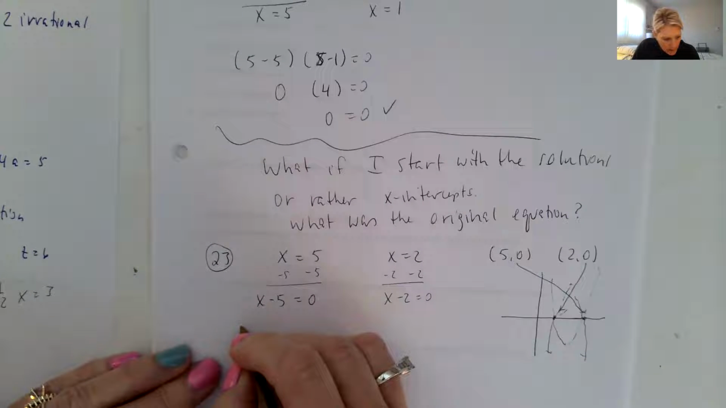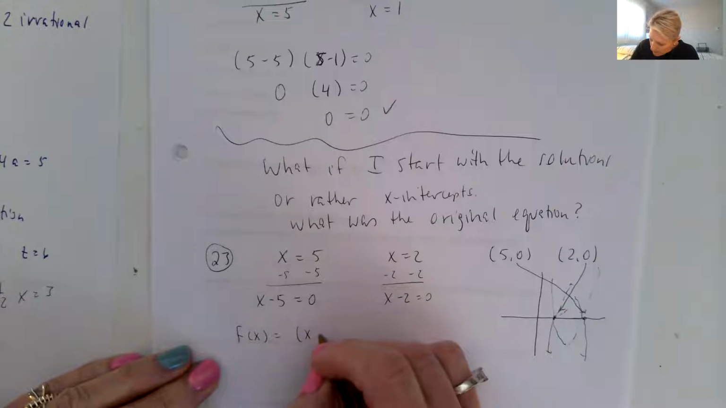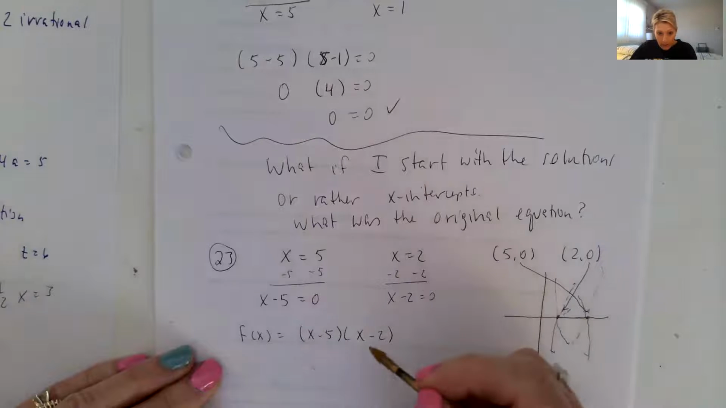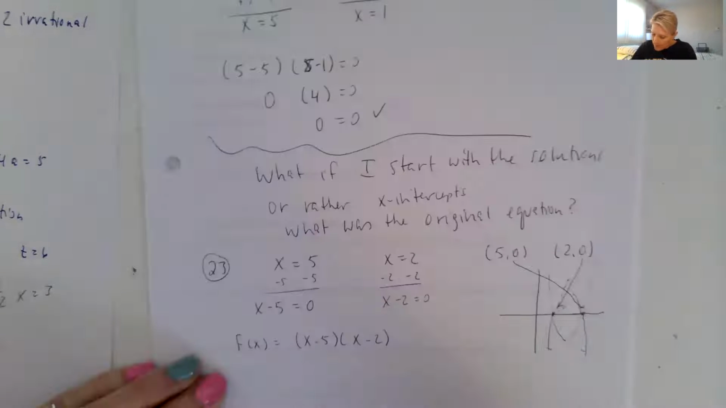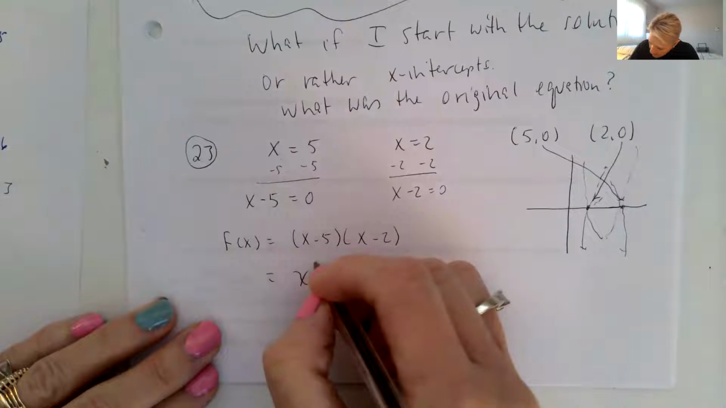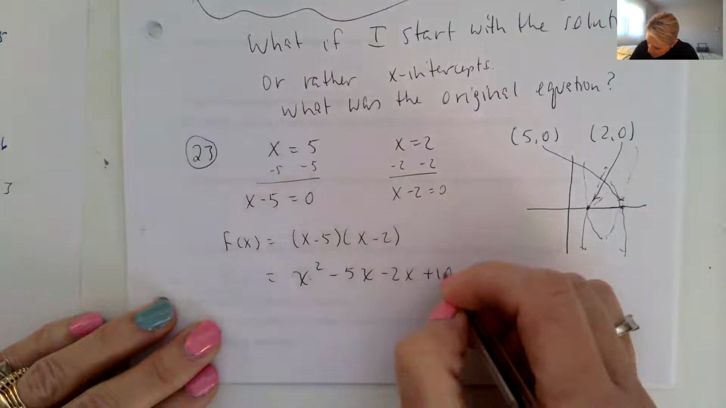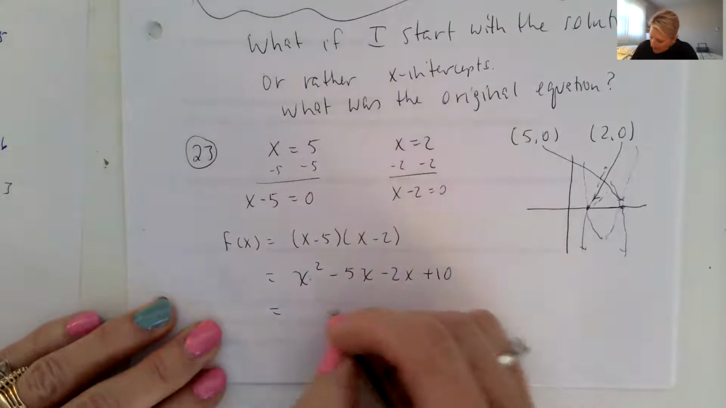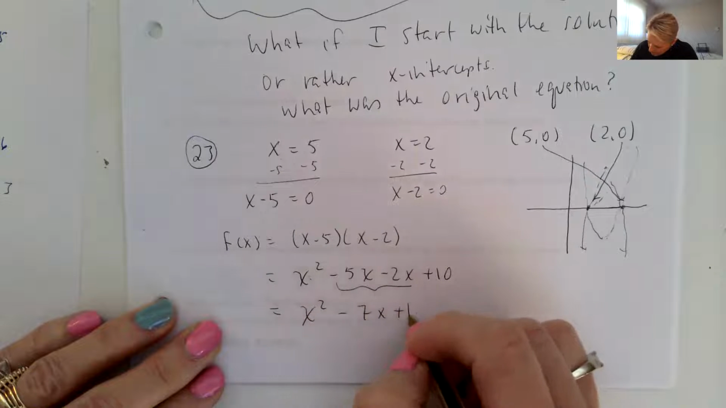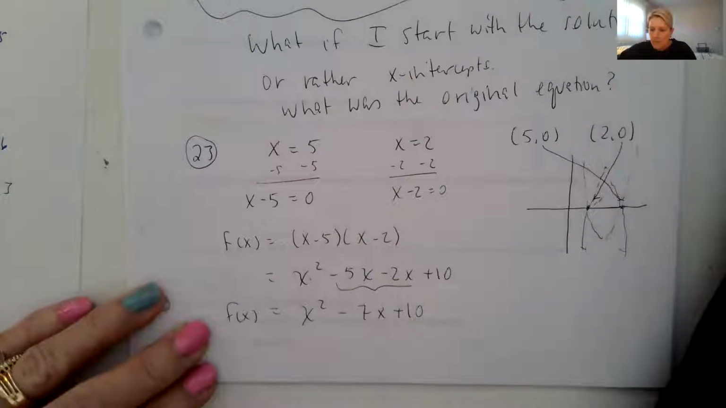So my function f of x is going to equal x minus 5 times x minus 2. So I'm working backwards from what I did up here. And then I'm going to use my FOIL to multiply these together. So I get x squared minus 5x minus 2x plus 10. And then I have like terms in the middle. So I end up with x squared minus 7x plus 10 is my function f of x.